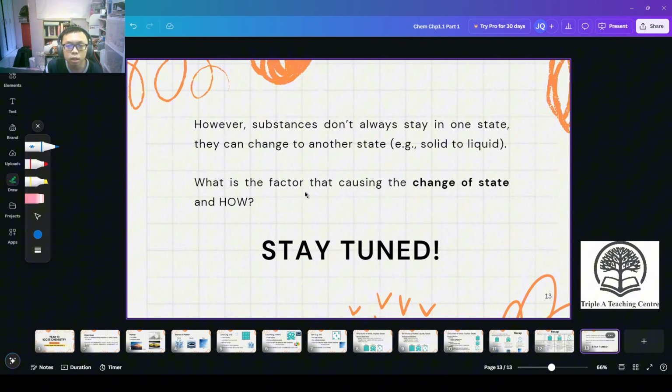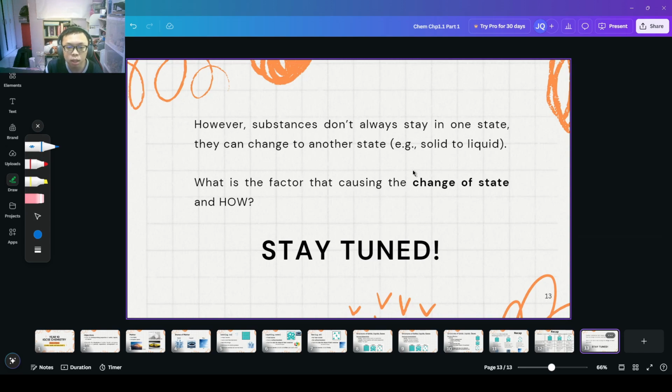Like if you give heat to a solid, it will melt and become liquid. So the process is called melting. The change of state from solid to liquid is called melting. And what causes it? The temperature.